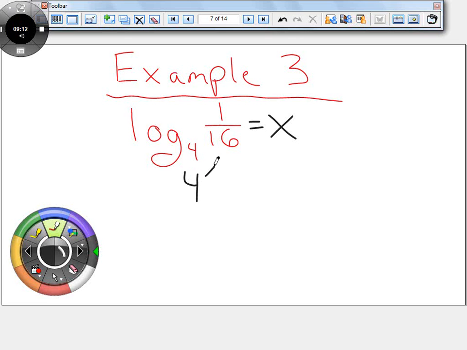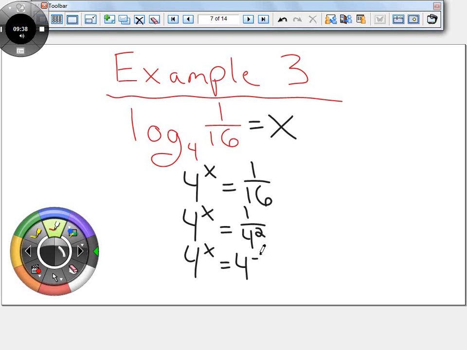So then I would say 4 to the x equals 1 over 16. And then I can try to do what we were doing before. Remember when we tried to make the left side equal to the right side as far as the base goes, so that we could set the exponents equal to each other? So this would be 4 raised to the x, and 1 over 16 is 4 squared, right? So this is 4 raised to the x equals 4 raised to the negative 2. And now, of course, we can set the exponents equal to each other. So x equals negative 2.